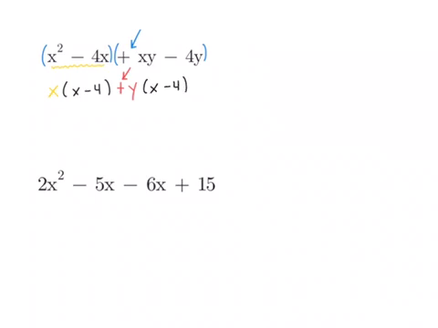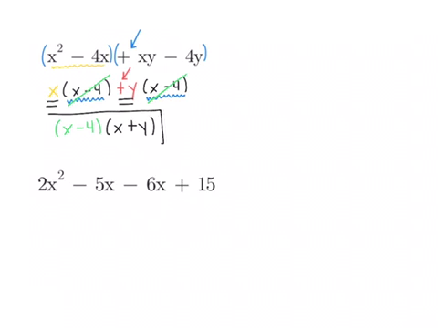Just like in the last examples, you can see that my parentheses are exactly the same, and I'm down to just 2 terms. So I can factor out that x minus 4 from both terms. I can factor it out of this one, and I can factor it out of this one. And what that leaves me with is this x and this plus y. So this factors into x minus 4 times x plus y.